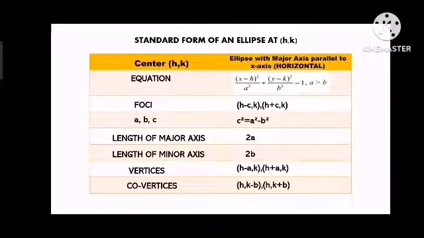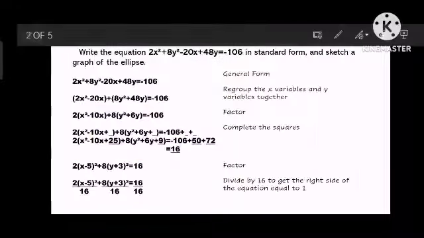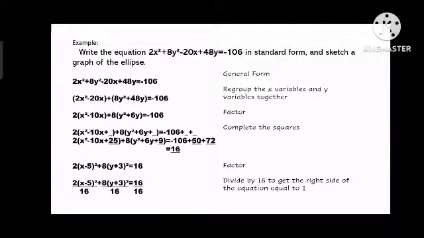So, to understand more, let us have an example. Example, write the equation 2x squared plus 8y squared minus 20x plus 48y equals negative 106 in standard form and sketch a graph of the ellipse.